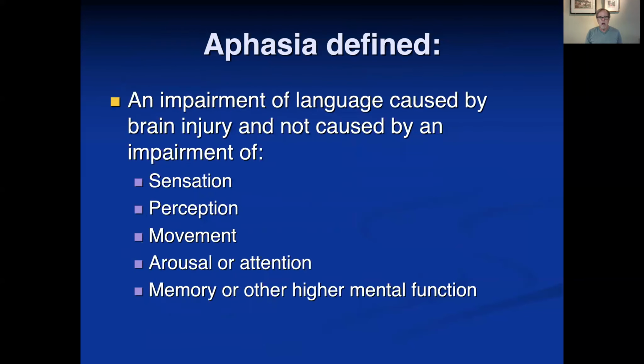infections. All right, now we're going to go through each of our main categories of language and cognitive impairments, cognitive linguistic impairments, or cognitive communicative impairments. And we're going to start with aphasia. Aphasia, here is the definition, is an impairment of language caused by brain injury, not caused by any of the following: sensation, for example, deafness; perception; movement, arousal or attention; or memory or other higher mental functions.